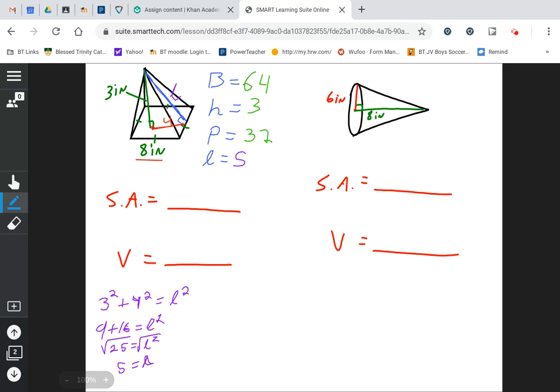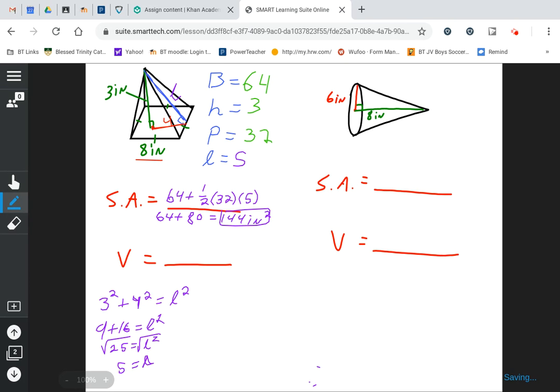All right, so surface area, here we go. We need the area of the base, 64, plus 1/2 the perimeter, which is 32, times the slant height, which is 5. So it's 64 plus 1/2 of 32, which is 16. 16 times 5 is 80. And so I'm left with 144. We're dealing in inches squared.